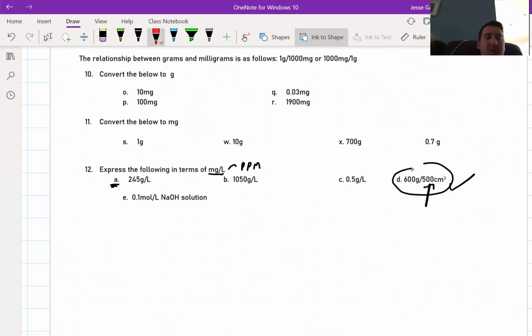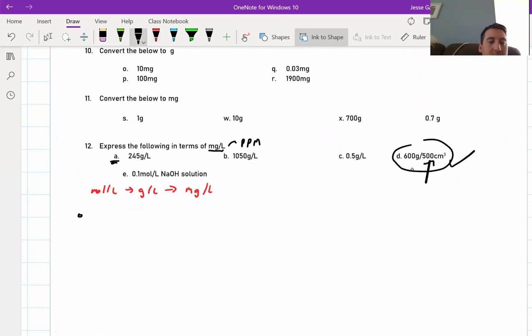Okay, so plan it out first. Pause the video and write down what the plan is. What are we doing? Hopefully you said we're going to go from moles per liter to grams per liter, and then from grams per liter to milligrams per liter. If you didn't know how to do it, and now I've shown you, maybe you can pause the video and do that now, please. All right, so first we need to write down what we have. We've got 0.1 mole per 1 liter, and we need to go to grams per liter.